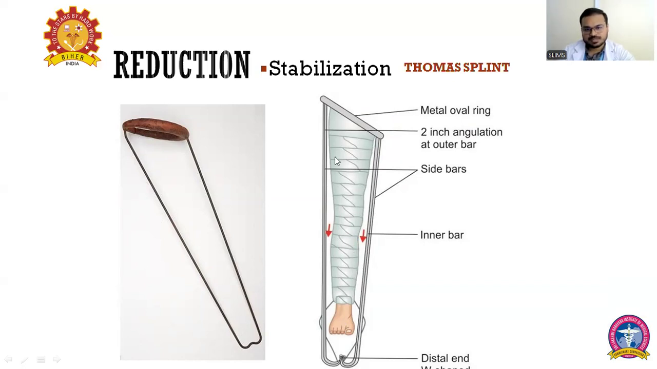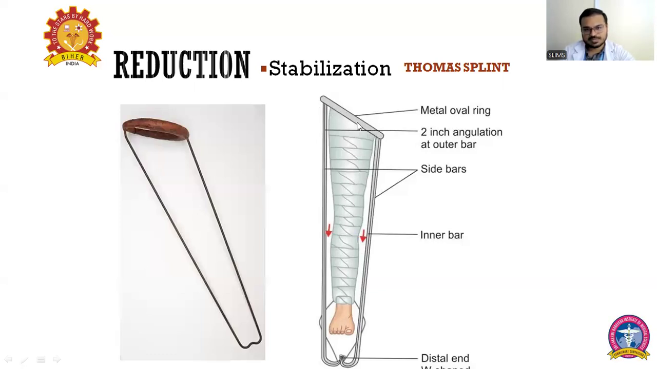So first, adequate padding should be given in all the areas where the patient is going to have contact with the ring. Adequate soft bandaging should be applied. Then the metal oval ring should be inserted through the foot towards the leg and the knee and to the thigh and to the couch.